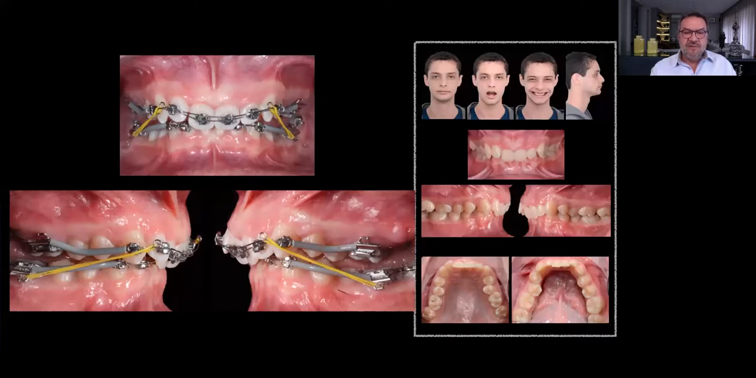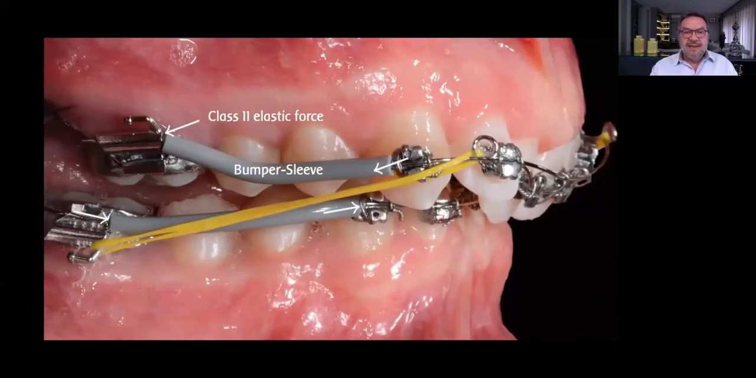It was made by a student of mine. I got very proud of it, because Dr. Ricardo Takahashi is a very important teacher in the south of Brazil, and it was he who worked with this case, because Ricardo came to Piracicaba, to my town, to learn a little bit about our technique, okay? So here, you can see that we have class two elastic force directed to the molar because of the bumper sleeve. We did not put any buildup, okay? The bumper sleeve in the lower arch is moving the molar forward, and the bumper sleeve is transmitting this molar force by the class two elastics to the canine and upper incisors, lower incisors.